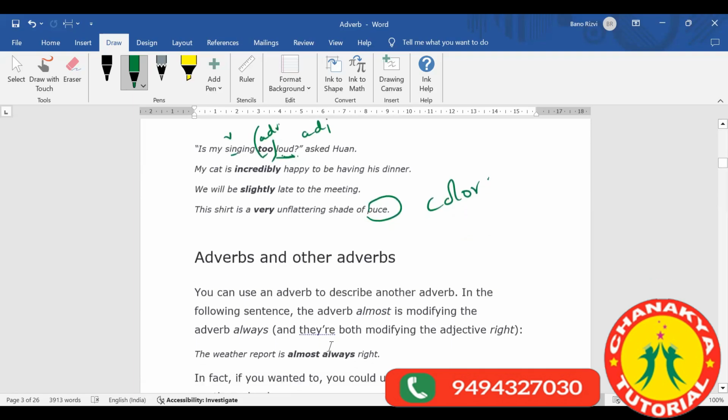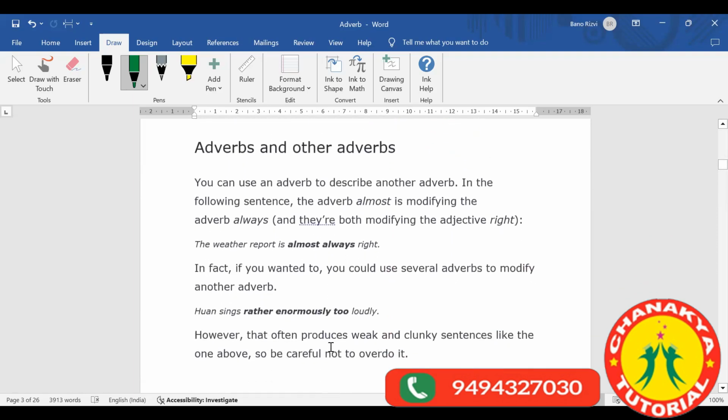Okay. Now, adverbs and other adverbs. You can use an adverb to describe another adverb. In the following sentence, the adverb almost is modifying the adverb always: the weather report is almost always right. So both are adverbs here. The weather report is right, but it is almost always right. It could also be almost right, but it is almost always right. So we have two adverbs here.